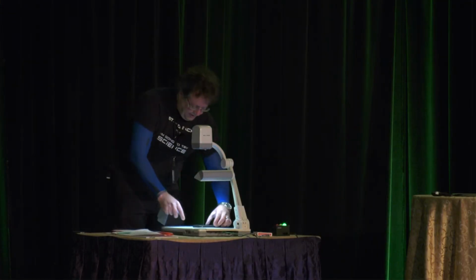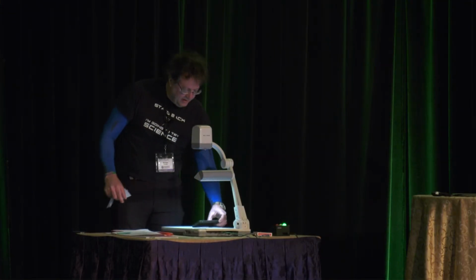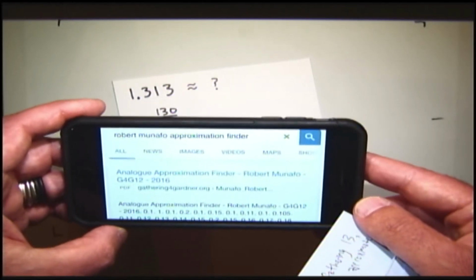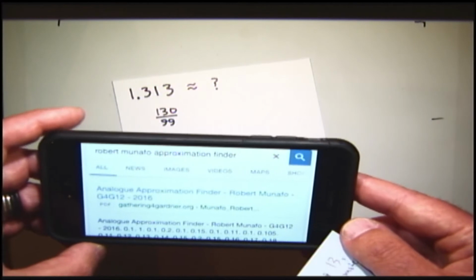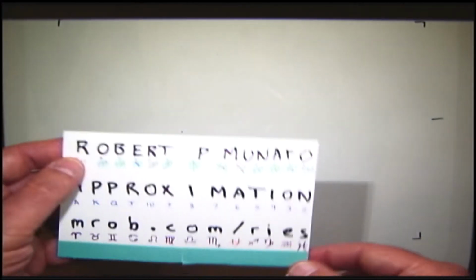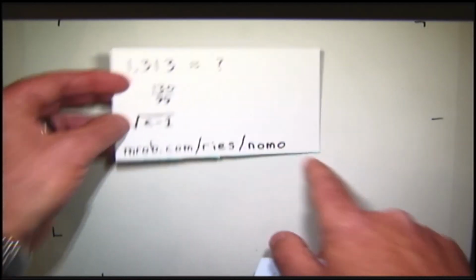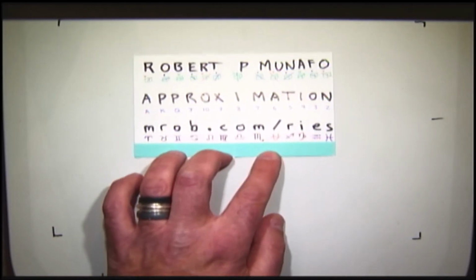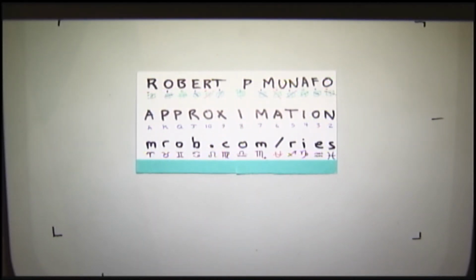But anyway, if you want to find the PDF and print out your own, all you need to do is Google the author and title of this talk, and you will find the PDF of the gift I made 2 years ago. You can also go to mrob.com/reese/nomo. You can also go to mrob.com/Reese to get the full program.